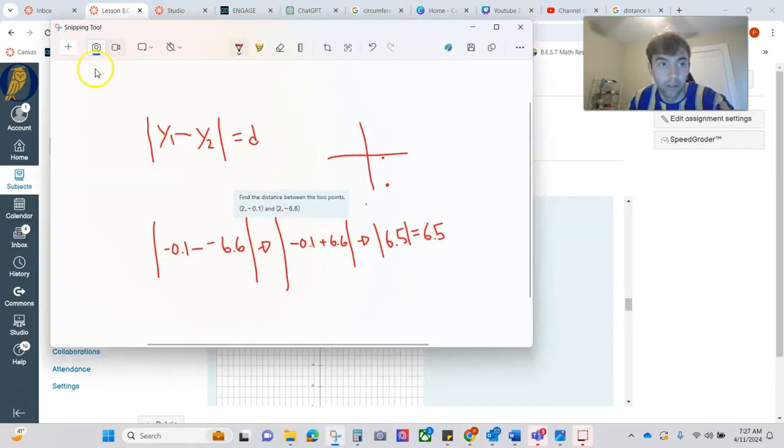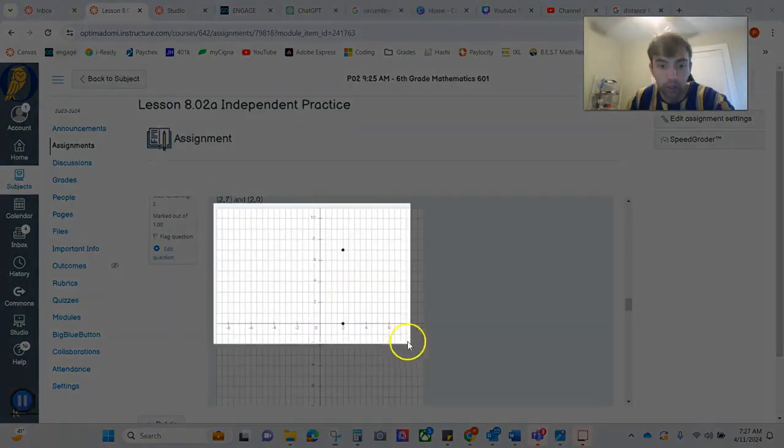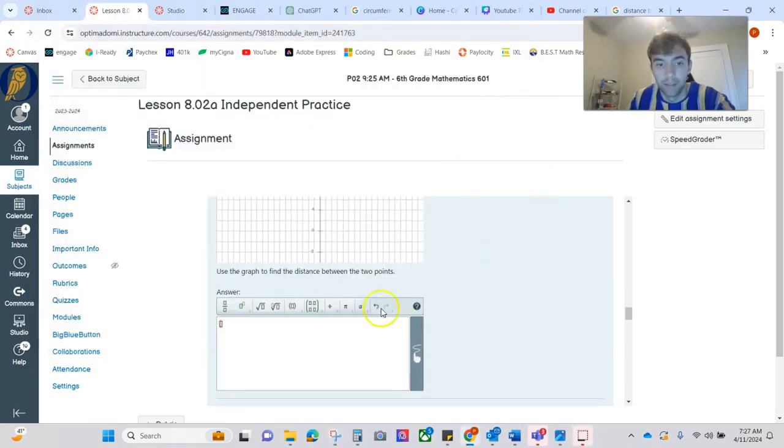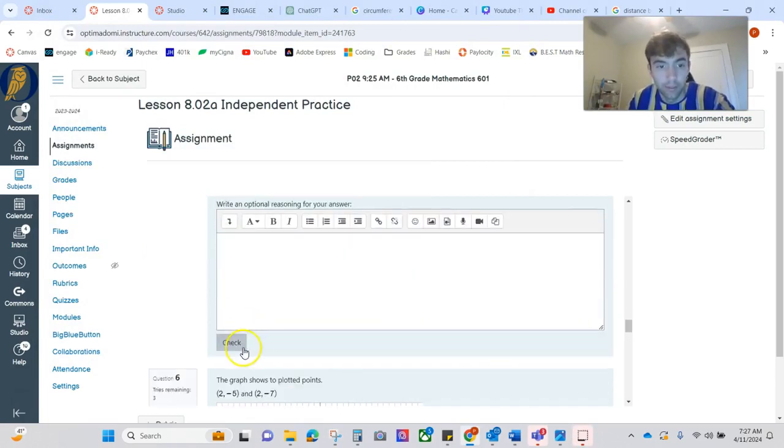Well, let's try again with our marker. 1, 2, 3, 4, 5, 6, 7 jumps. It is 7. That is the distance between the 2 points.